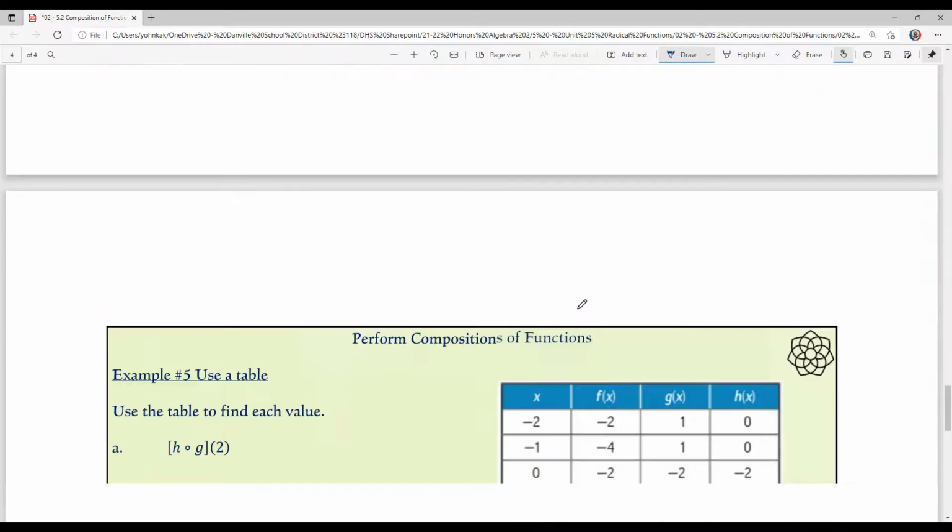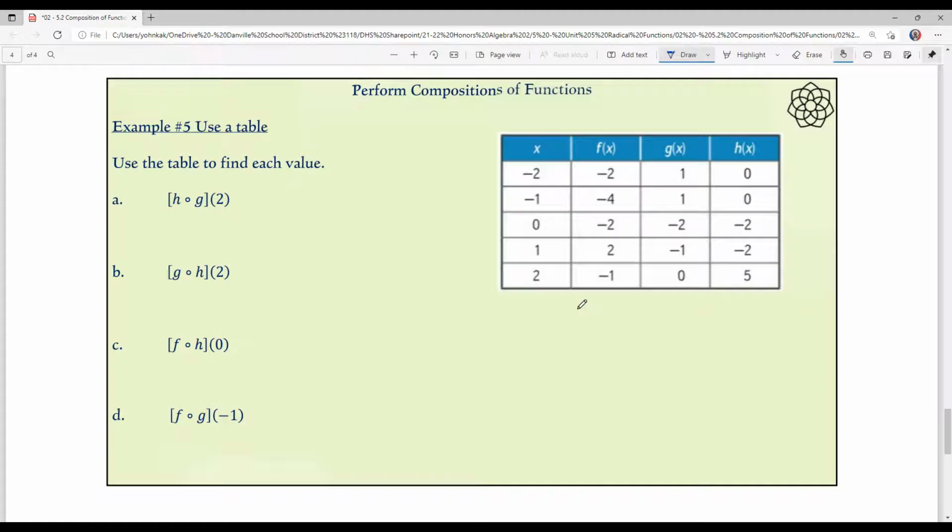All right, let's find composition of functions with the table. So here I've given you 5 x values. I've also given 3 functions, f, g, and h. And I've already substituted in all the x values into the 3 different functions for you and found the values.